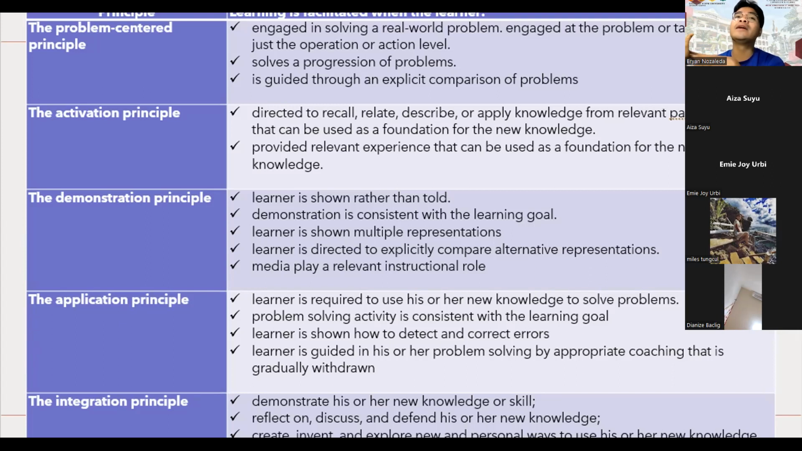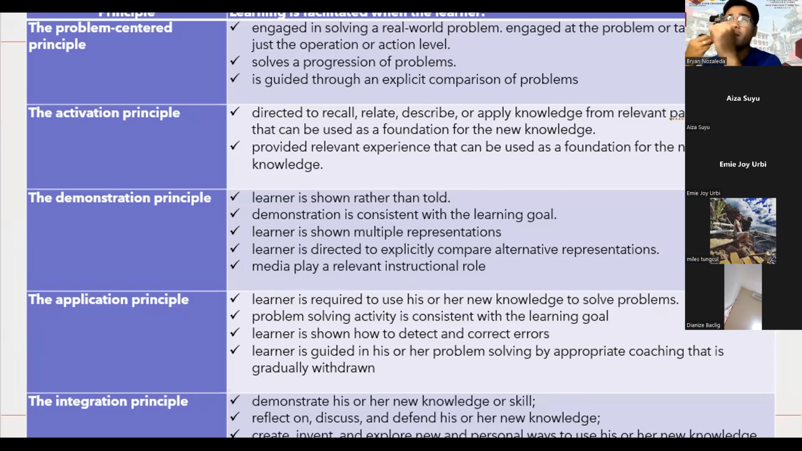Application principle naman, learner is required to use his or her own new knowledge to solve problems. Problem-solving activities consistent with the learning goal. Learner is shown how to detect and correct errors, while in the integration principle, the learner demonstrates his or her new knowledge or skill, reflects on, discusses, and defends his or her knowledge, and creates, invents, and explores new and personal ways to use his or her new knowledge.